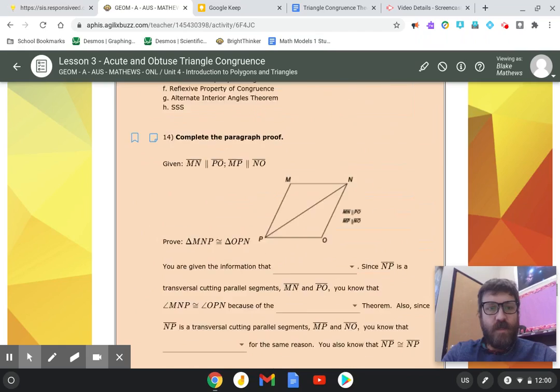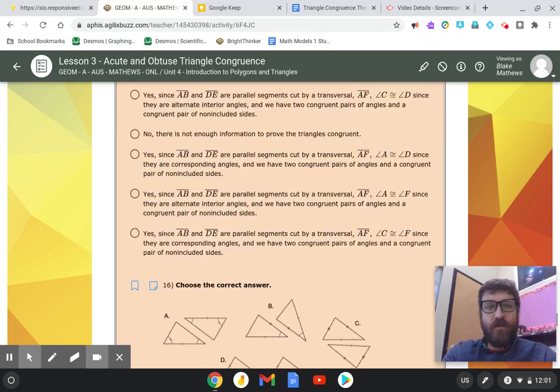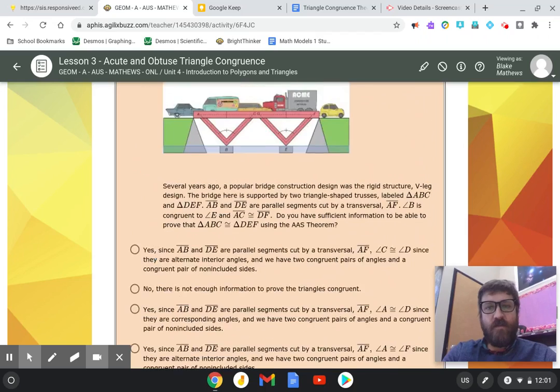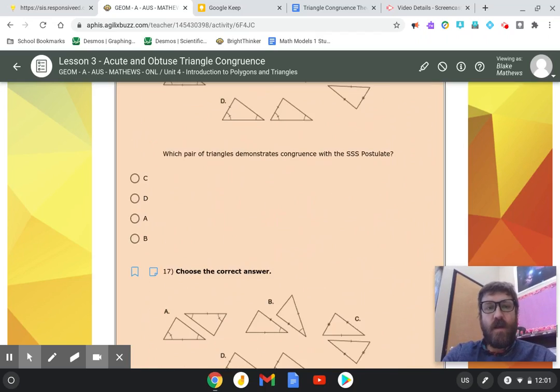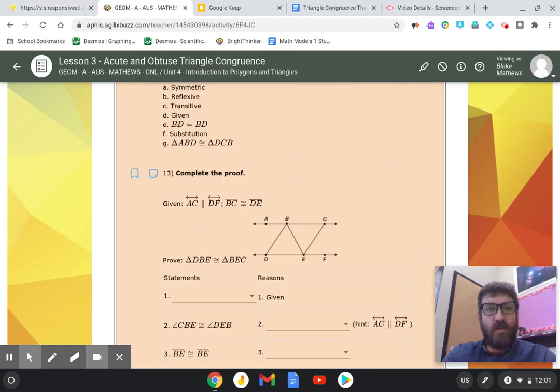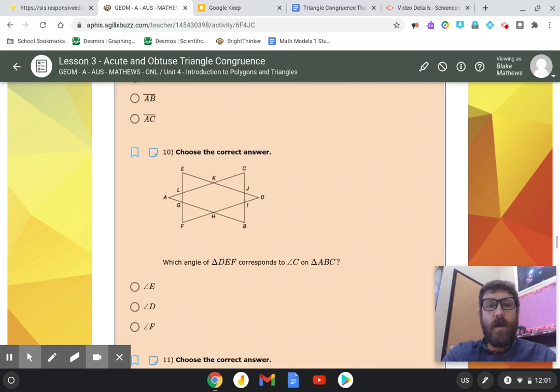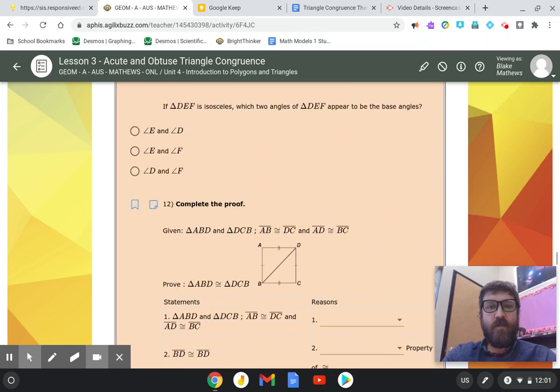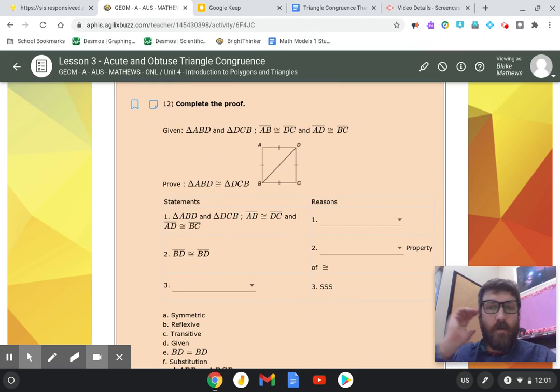Number 12, 13, and 14 are going to be proofs, including number 15. So I'll help you with those. And then I'll tell you what to do on 16 through the end. So let's go through the proofs together. I'll always complete the proofs on the video lessons for you, and you will not be responsible for them on the test. So here goes nothing. So they're going to take us through a simple proof of how to prove that two triangles are congruent.